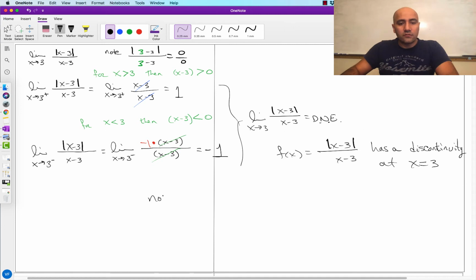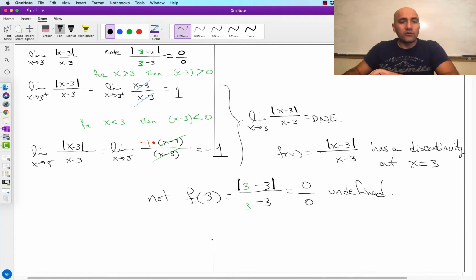So note that f of 3 does not exist there. Because it's undefined at 3, we can't conclude that the limit equals the value of the function at that point. And that's what we would need for continuity, right? So I'm just pointing out that this is not a case of one-sided continuity, although people often think it is, especially if we look at the graph.